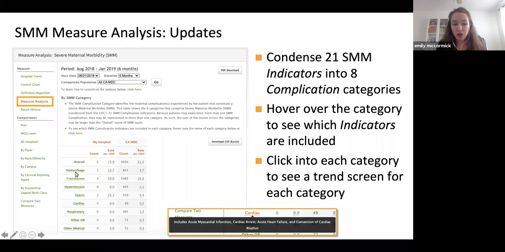You can hover over each of these categories to see what indicators or complications are included in each category. And then if you click into one of these, you will see a trend graph for that specific category. So say you wanted to see the trend of your SMM sepsis cases over time, you could click into this header. If you just want to see the list of patients, you can click into the number here.